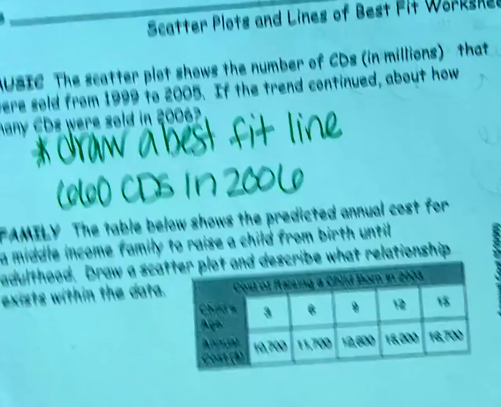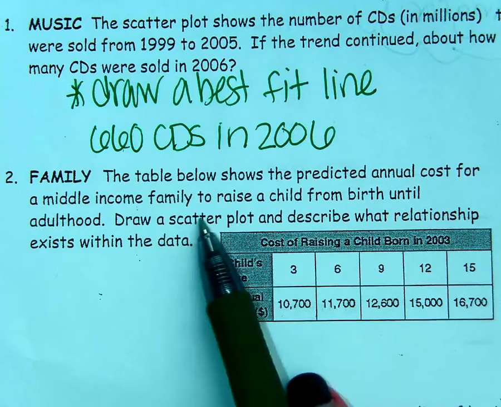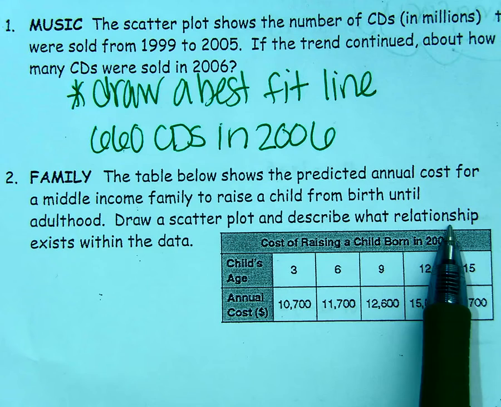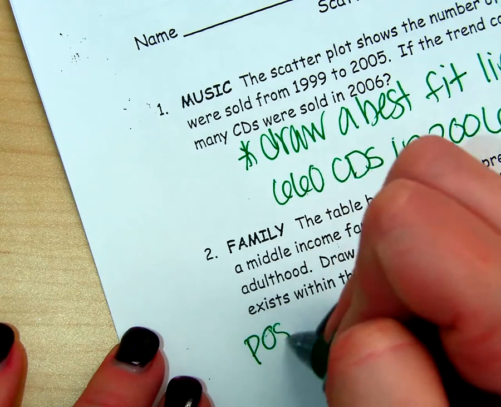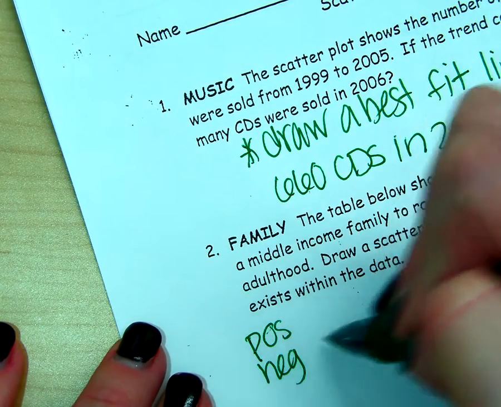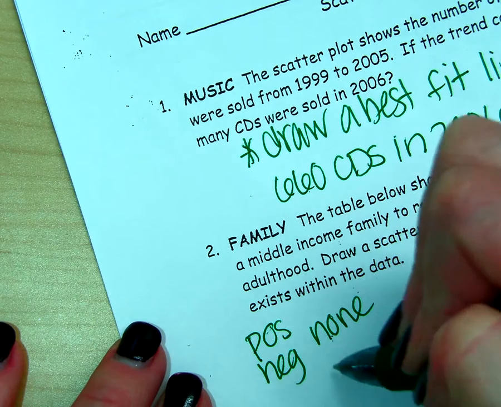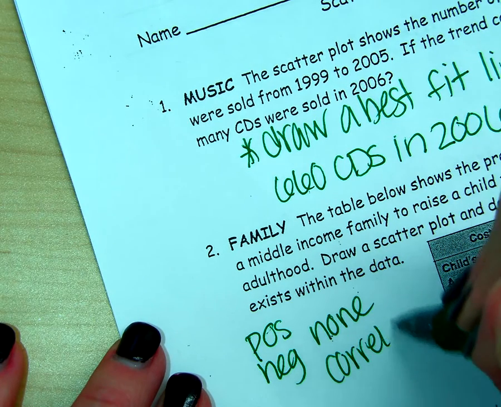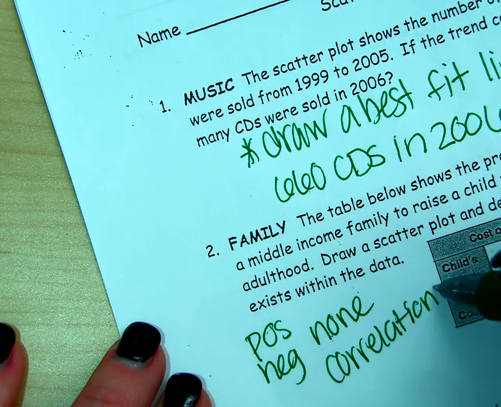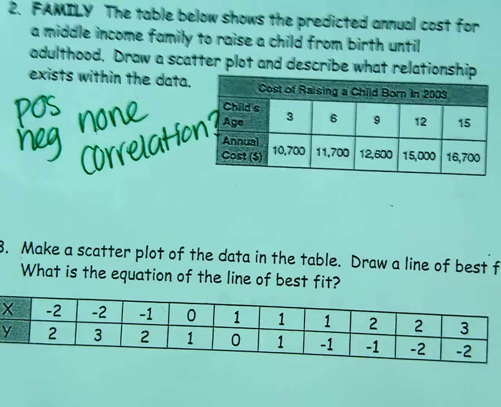Number 2 is asking you to describe the relationship. This means tell me, is it positive? Is it negative? Is it none? What kind of correlation is it? And we've learned this, so I'm going to let you guys figure that one out on your own.